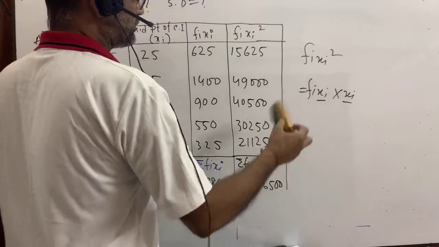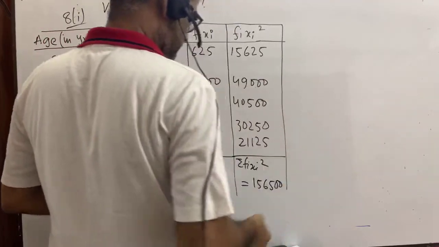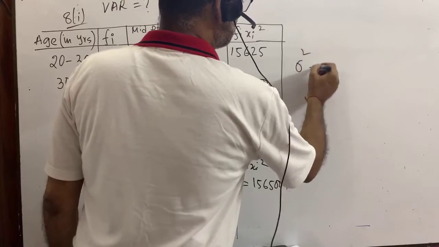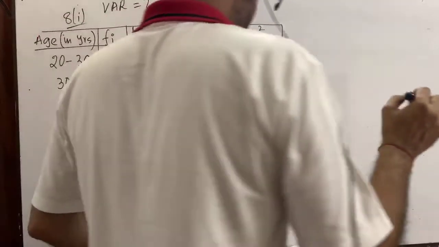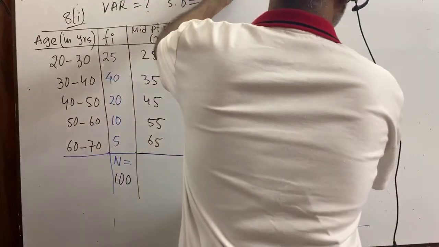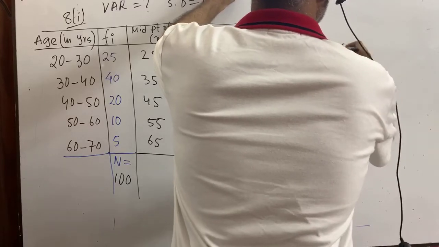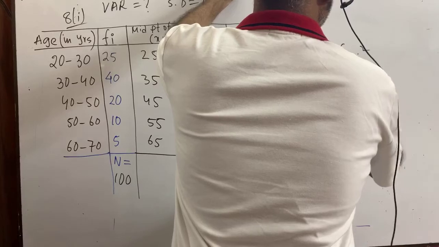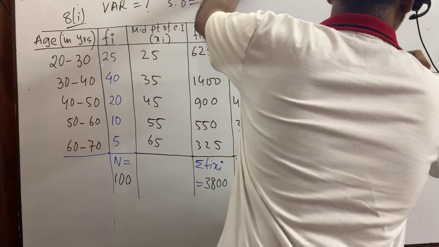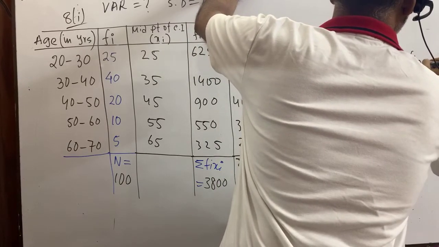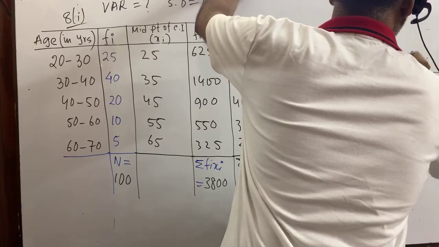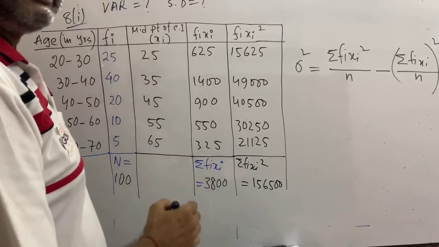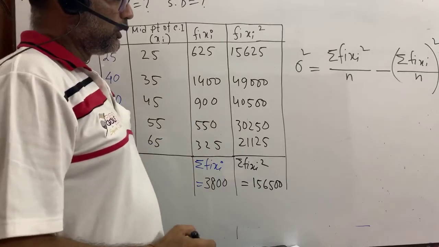Now what is the formula to do this math? You please pay attention. We have to find sigma square. We know sigma square is equal to, you see the figure, summation fi xi square by n minus summation fi xi by n whole square. This is the formula for variance.